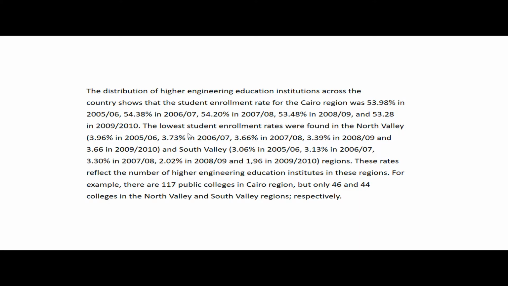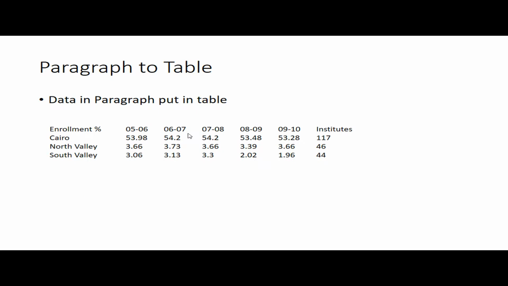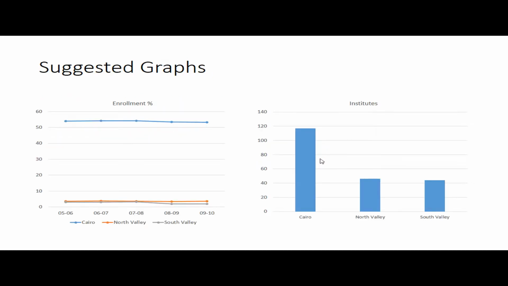In general, before ending this session, every time you see a paragraph like that with a lot of numbers, the message is hidden inside the paragraph. The reader cannot really know the message if I keep the information in the paragraph. One intermediate step is to put this in a table. This table will include enrollment percentage for these years in Cairo, North Valley, and South Valley. In the paragraph, they also report the number of institutes. This could be a good solution, but a better solution is to plot them, and this is how I plotted them. I cannot put them in the same graph because they are not related.